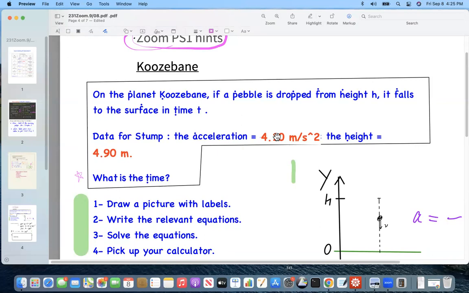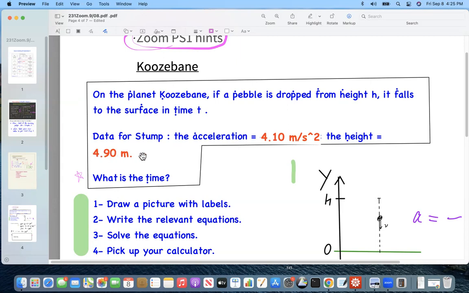Compared to the Earth, let's say. On the planet Earth, the acceleration is 9.81 meters per second squared. But let's say that some astronaut has traveled to a different planet, Coosbane, where the acceleration is lower. Gravity is weaker. And let's suppose the astronaut drops a pebble from a height of 4.9 meters. So he's standing at 4.9 meters high.